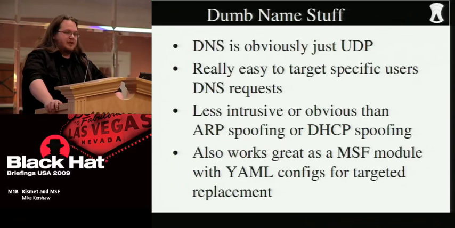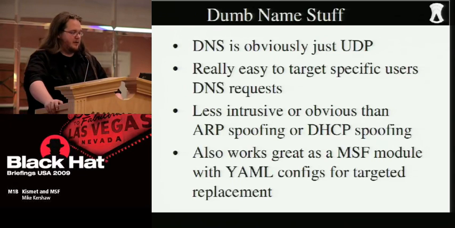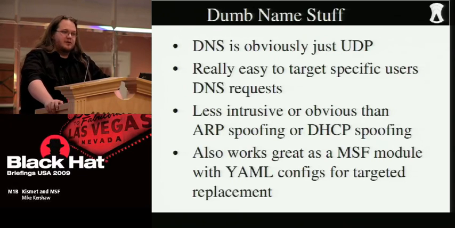So DNS stuff. DNS is obviously just UDP. It's really easy to target specific users on a Wi-Fi network and hijack just their DNS requests. You don't have to ARP spoof the DNS server. You don't have to DHCP spoof to give them a different page. You don't have to worry about any of that. This also works great as a Metasploit module with YAML configs.